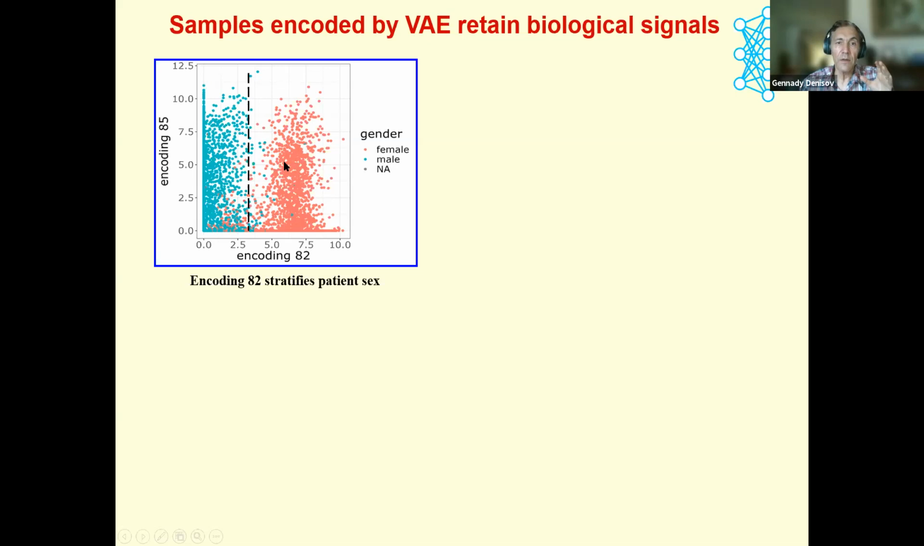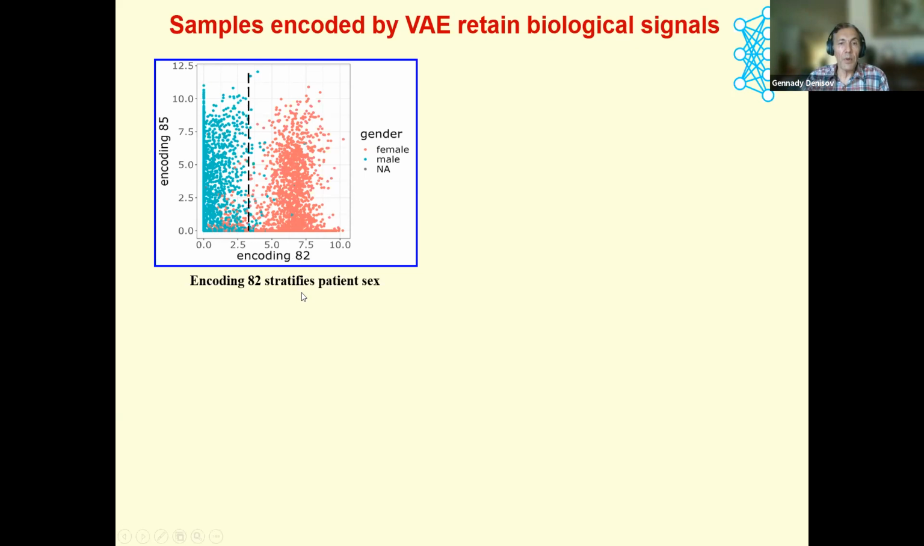Just try to imagine how difficult it would be to draw such a line, or maybe a surface, in the original 5,000 dimensional space. How would you find regions corresponding to different sex? That would be extremely difficult, I think. But this encoding simplifies the task dramatically.